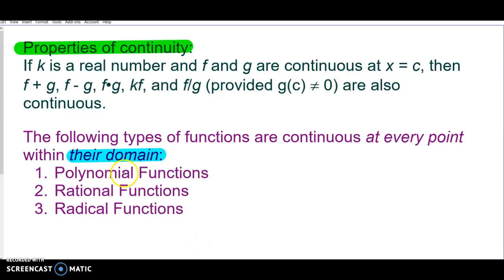Remember, for example, the domain for polynomial functions is all real numbers. But the domain for rationals aren't all reals. So for example, if I had f of x equals 1 over x, 0 is not in the domain. There's an asymptote at 0. But it's continuous everywhere in its domain. And then same with radicals.